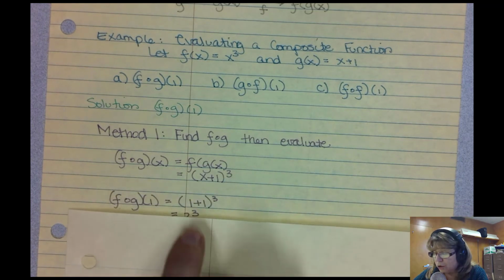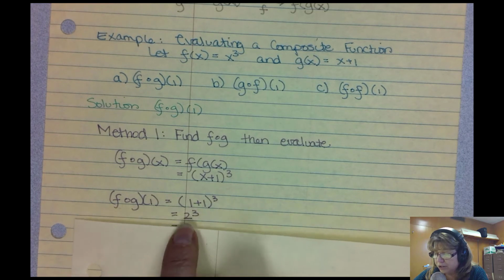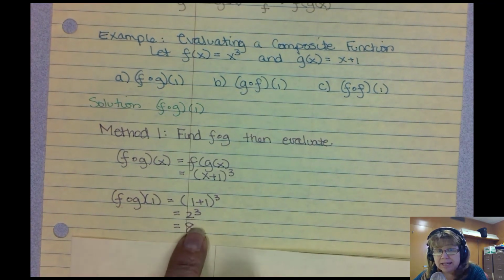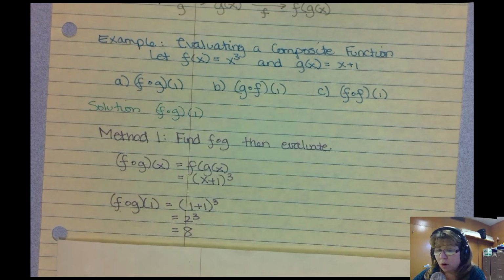Now I would evaluate it with 1. 1 plus 1 is 2. 2 cubed is 8. So f of g of 1 is 8. You can see that's much different than f of 1. f of 1 would be 1 cubed, which is just 1. But this is 8. That's method 1.